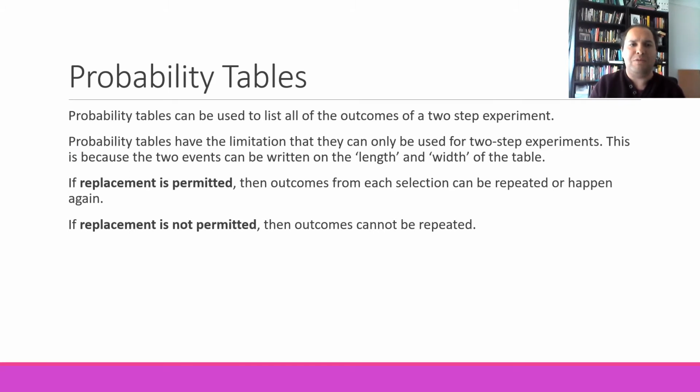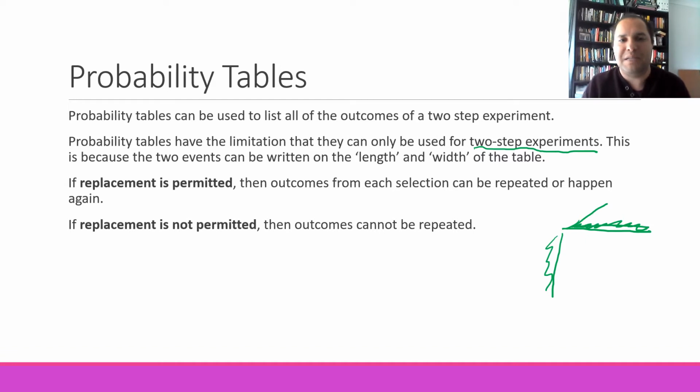Probability tables can be used to list all outcomes of a two-step experiment. Now, probability tables do have a limitation. They can only be used for two-step experiments. That's because when we do our table, you'll list one event on the top and one event on the side. It's hard then to get another event written in, somehow making like a probability cube. It's really only best to have a probability table with one event on the top and one event on the side.